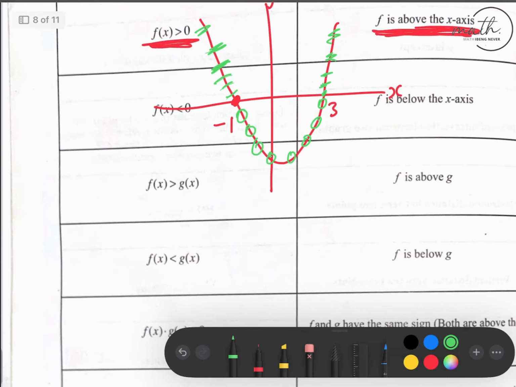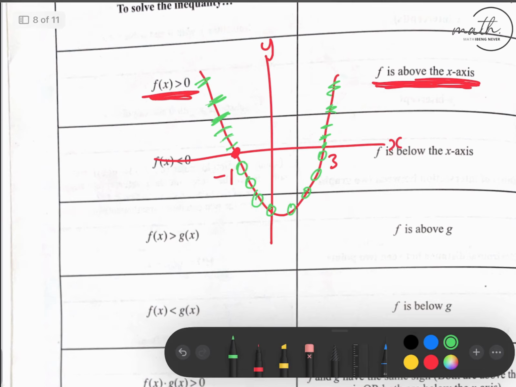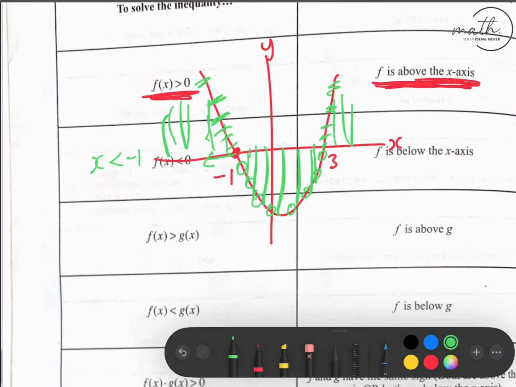Above. So where is it above? It's above from this -1 going that way. That is less than -1. That way. Here it's going to be below. You see here it's below. Here it's above. So x is less than -1. Also x is bigger than 3. If they said equals to, that means you also just say equals to.